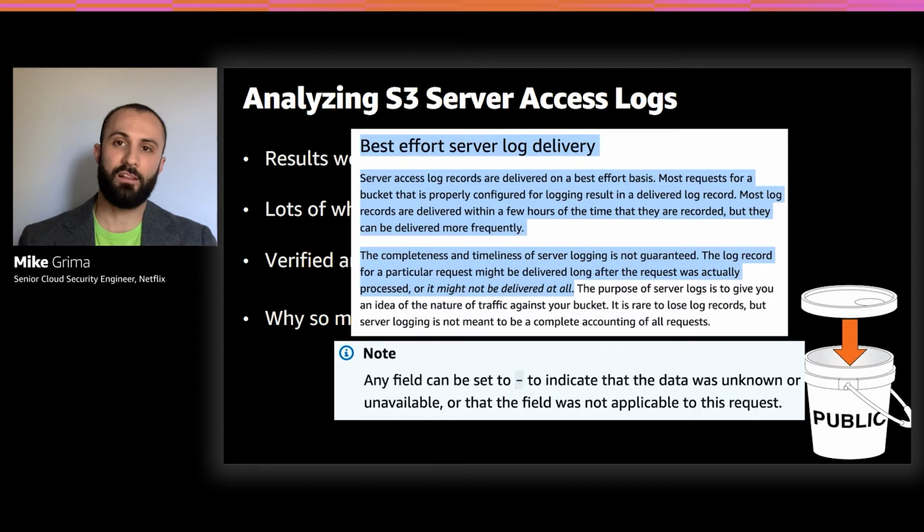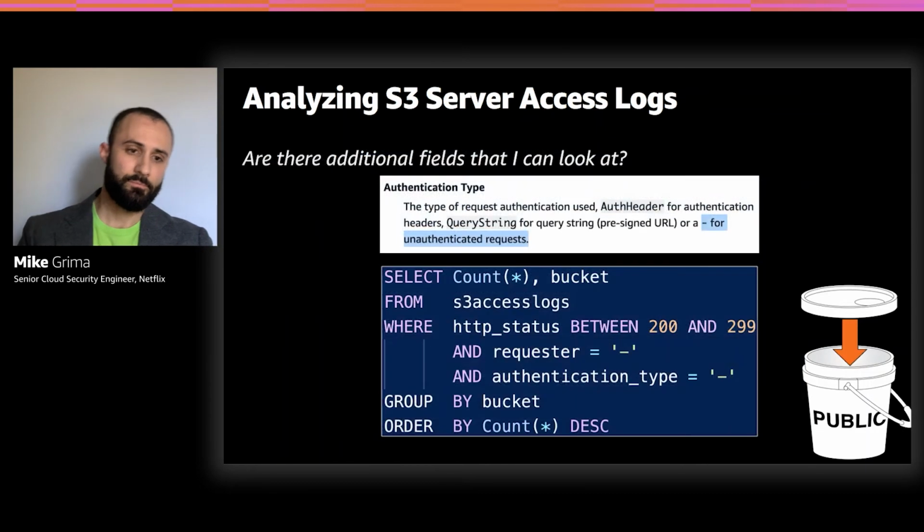And so I went back to the logs and I said, okay, is there another field that I can query that can give me exactly what I need? And it turns out there is. There's another field called authentication type. And it also turns out that if there is an unauthenticated request, the authentication type will also have a hyphen. So I thought, okay, what's the likelihood that both the requester field and the authentication type field would be missing? So I updated the query to also include the authentication type, set to a hyphen.